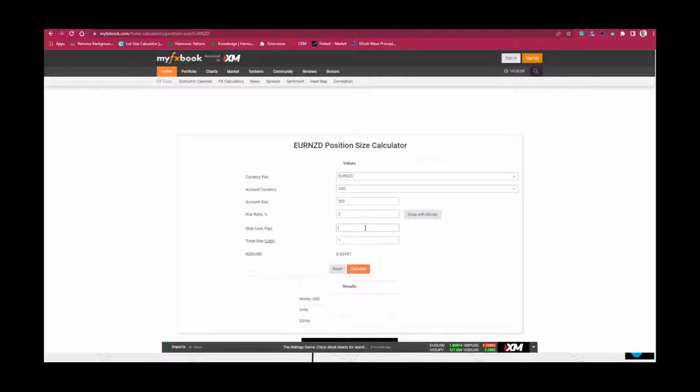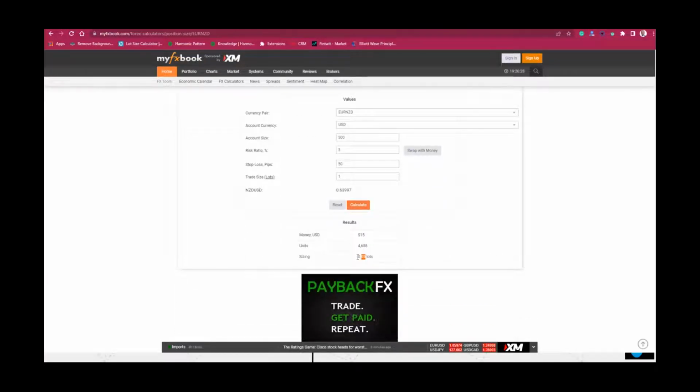That's what it means. So let's say my stop loss for this trade is 50 pips. And this one, just leave it as 1. This is the current value of New Zealand, US dollar. It's Euro New Zealand 1. So you just click on calculate. And this is what you have, 0.05. That means that is what you are going to use to place that trade. If you use 0.05 lot on that trade and you lose 50 pips, you are only going to lose 3% of your money, which is $15. That's what it means.